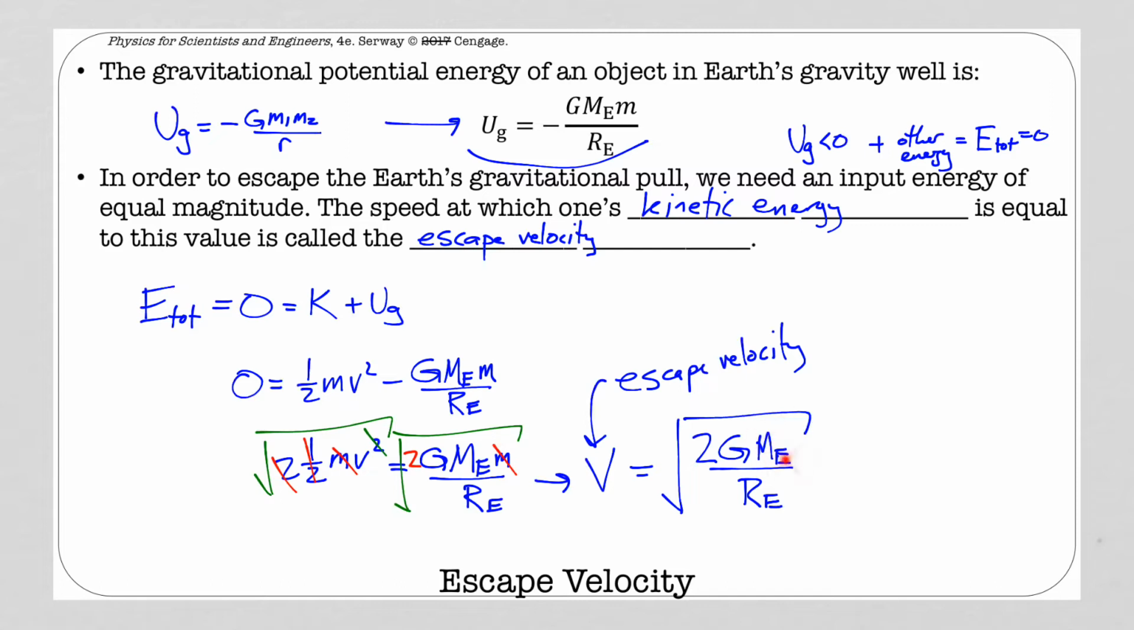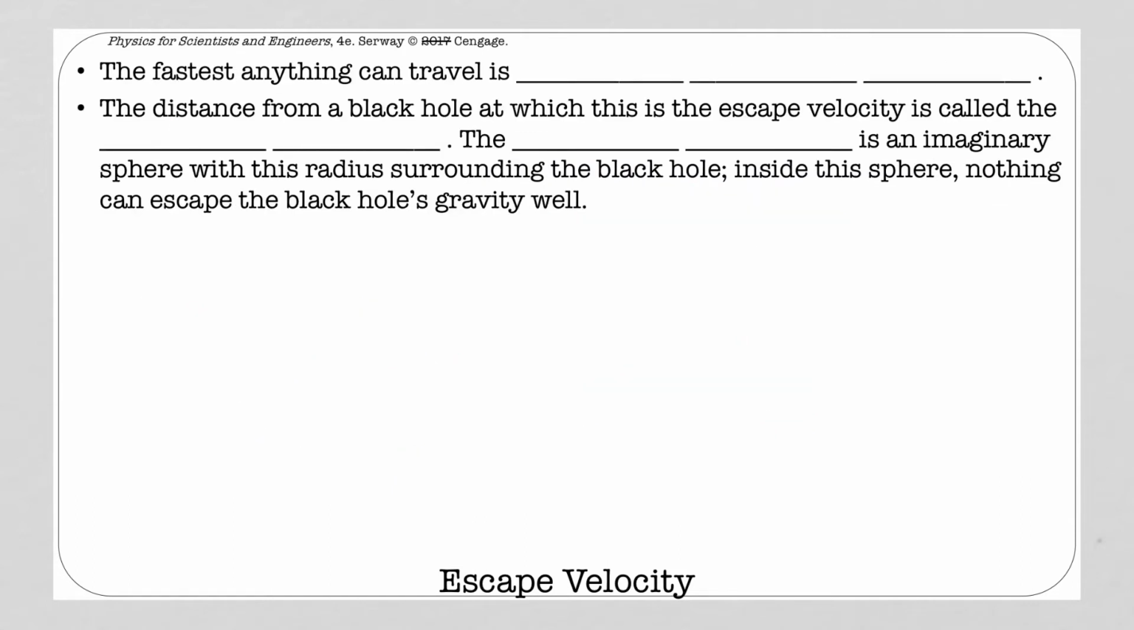This, again, assumes that we're on Earth. We have Earth's mass here, Earth's radius, and assumes that we're starting from the surface of the Earth. But if you were on a different planet, you'd have a different mass, a different radius based on the size and density of that planet. These are both constants, and you'd have a different fixed escape velocity for a different planet that had a different gravitational pull. The fastest that anything can travel in the universe is the speed of light.